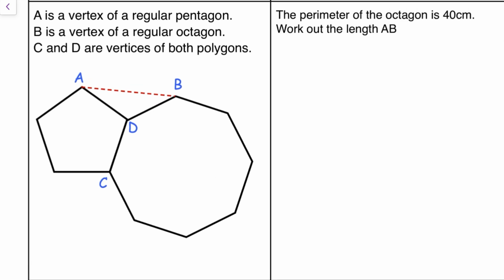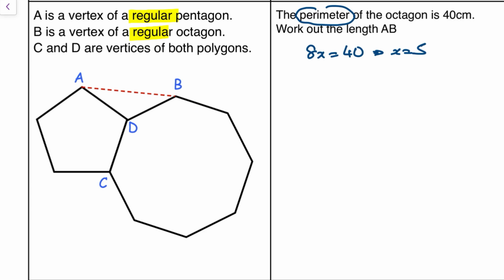Next, and I believe, no, not the last question today, next question. A is a vertex of a regular. Now, the key to these questions is the word regular. So I've got a regular octagon and a regular pentagon. C and D are vertices of both polygons, in other words, corners. The perimeter of the octagon is 40. Now, this is the key point. If that's 40, perimeter, read the question carefully. So the perimeter of an 8-sided shape is 40, which means each side is 5. Very nearly went the wrong way there.